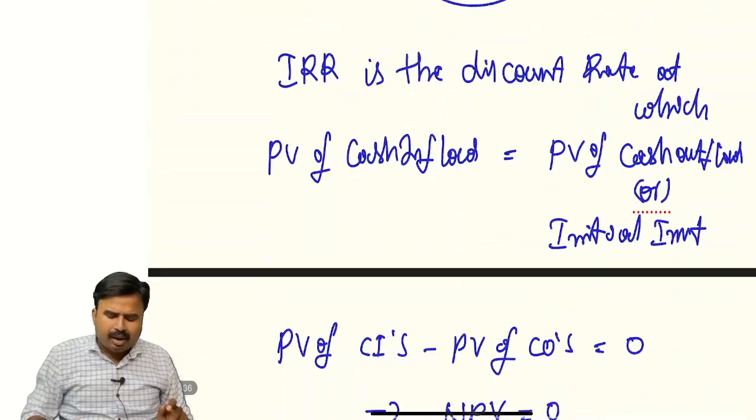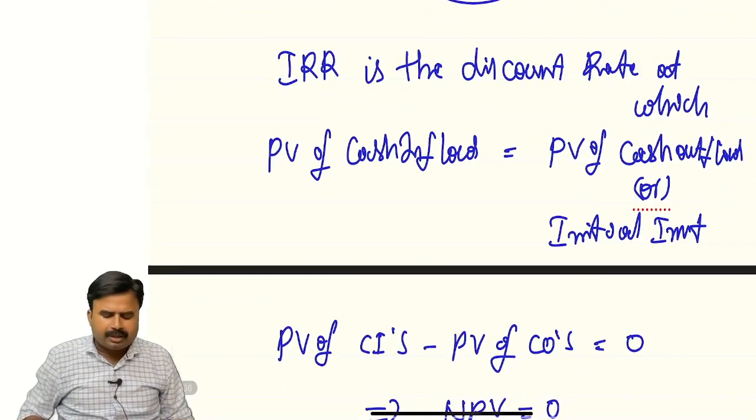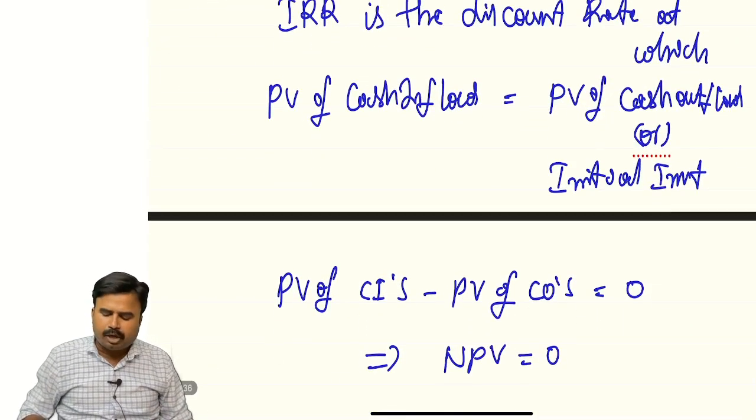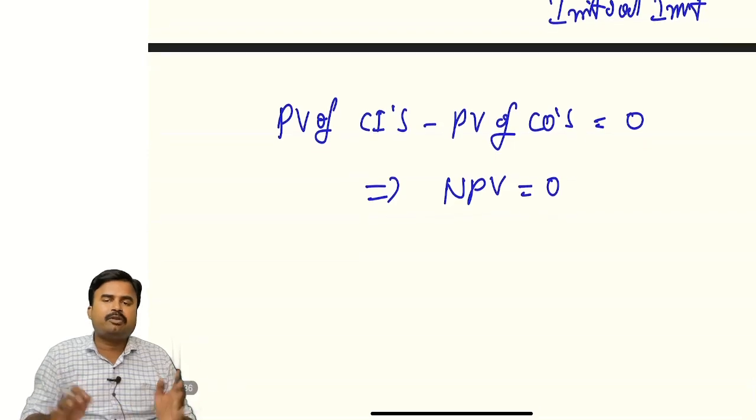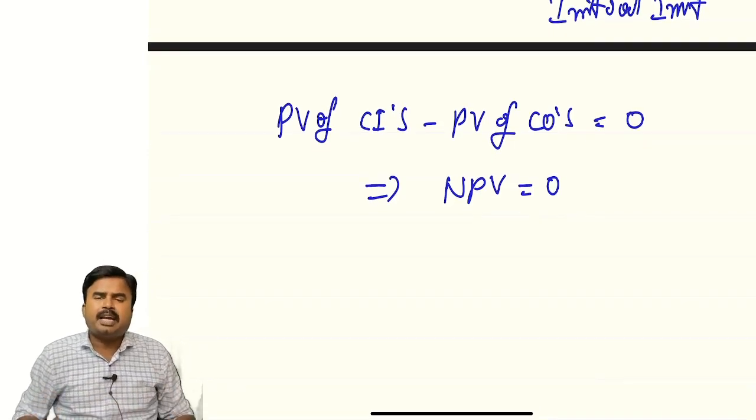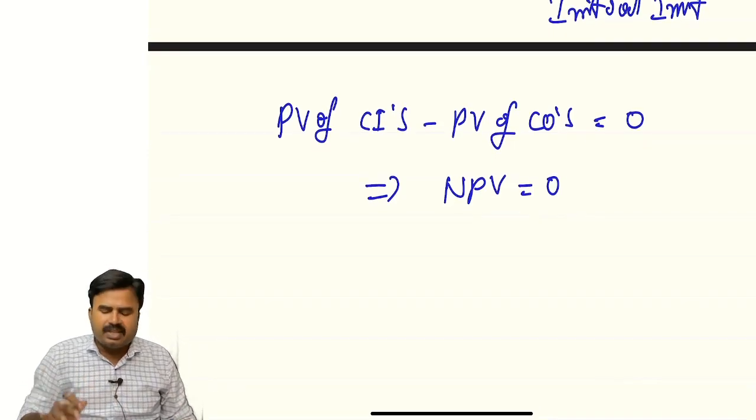So that's why at the IRR discount rate, present value of cash inflows should be equal to my initial investment or present value of cash outflows. There your NPV is equal to 0. So simply speaking, IRR is the discount rate at which NPV is equal to 0.